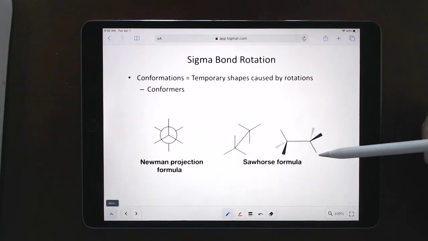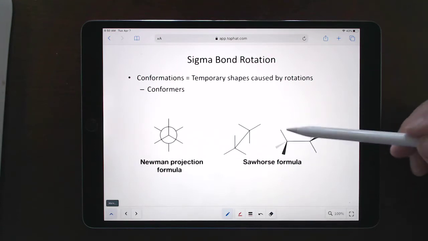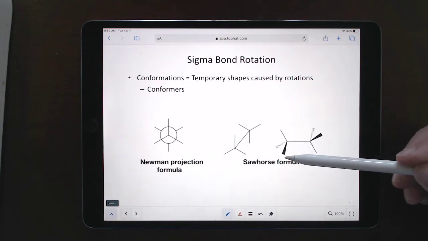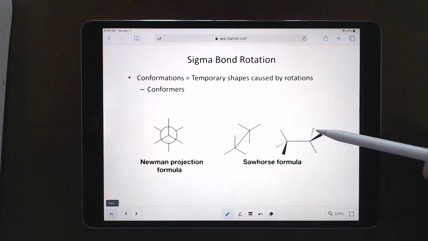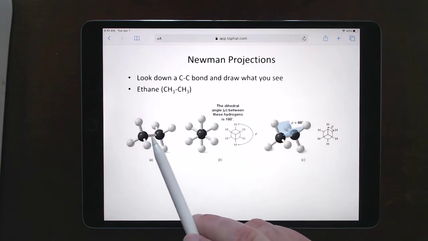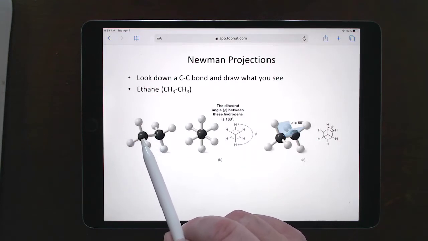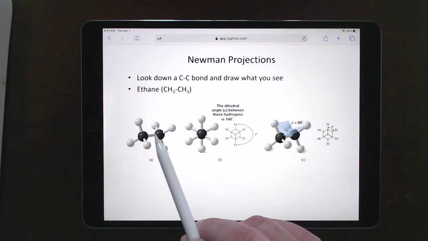And don't forget, when we look at this, a normal line means it's in the plane. A wedge is coming out at you, so this one and this one are coming out at you, and the dash, those are going away from you. And so with the Newman projection, if you look at the simplest one, in this case ethane, we're going to rotate it so that we can look directly down the carbon-carbon bond.